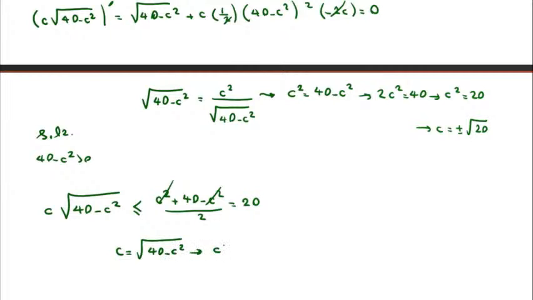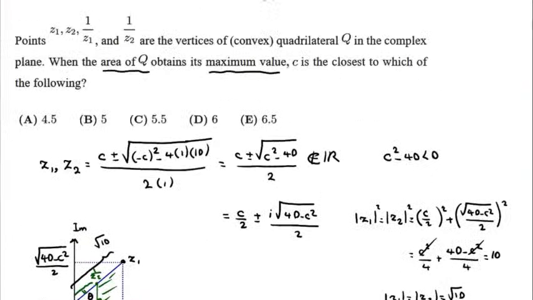If we raise to the power of 2, it will be C squared equals 40 minus C squared. Then we calculate 2C squared equals 40. If you divide by 2, C squared equals 20, then C is plus or minus root 20. Now, C equals root 20 is okay. It says closest to which of the following?